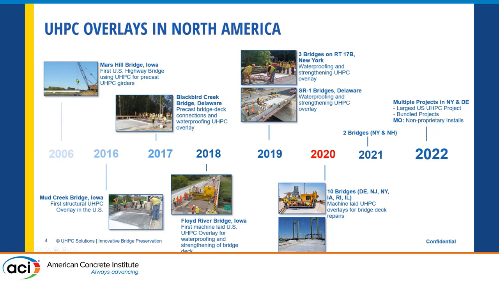The very first overlay was actually in 2016, installed in Iowa. Since then you had one in 2017 and 2018, and 2019 was a bigger year, where four bridges used the UHPC overlay. But I've got to say, 2020 was a pivotal year, which was huge for UHPC overlays in the US. Over 10 bridges received the UHPC overlay, and we as a contractor did 6 or 7 that year. More are also being installed in different states: now it's in Delaware, New Jersey, New York, Iowa, Rhode Island, and there was one in Illinois.